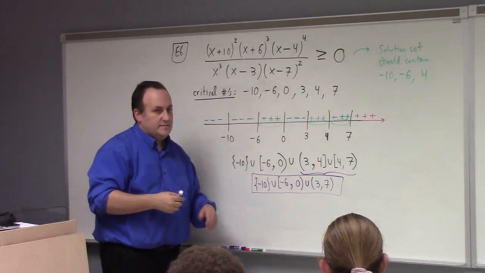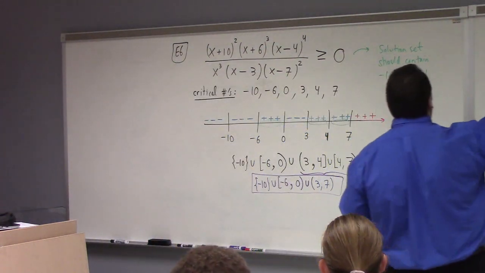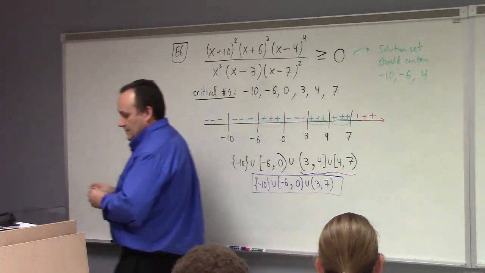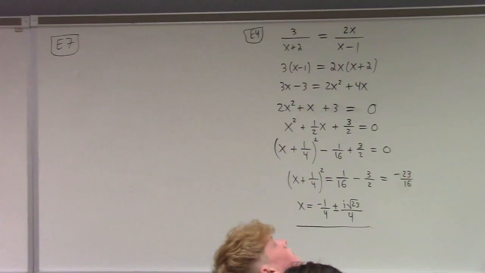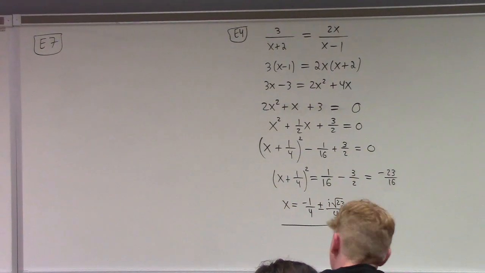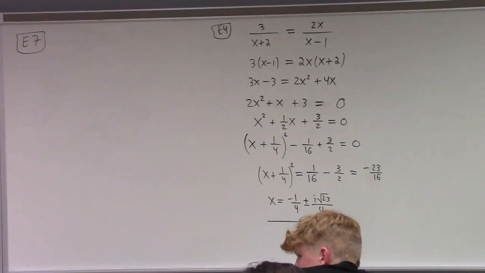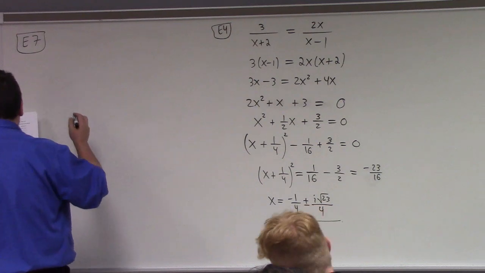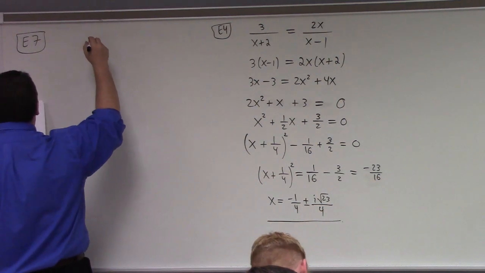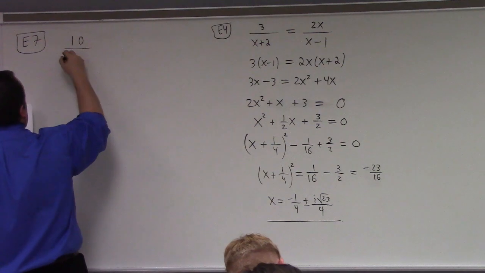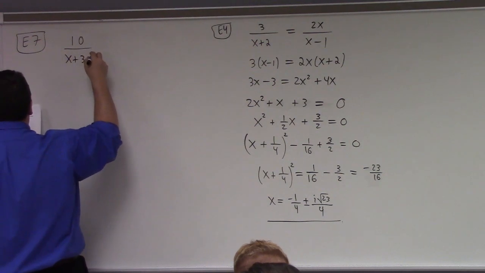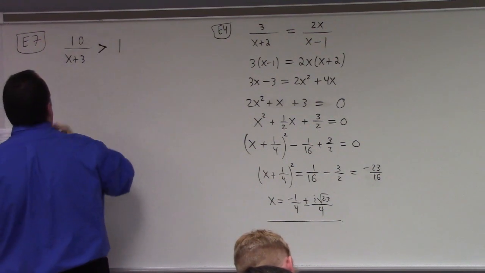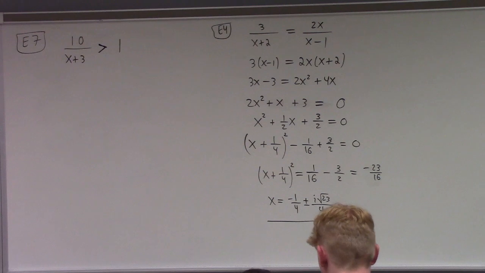So what do I mean by that? Well, they don't always look like this, do they? And it can be relatively simple, but it still involves a little bit of algebra here. Let me show you one. So, for example, if we had, I don't know, 10 over x plus 3 greater than 1. How would you solve that?